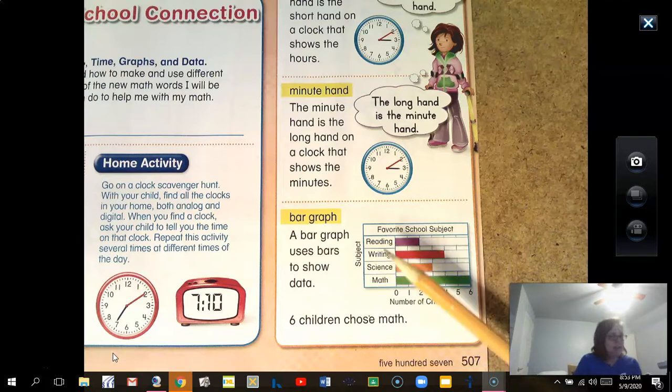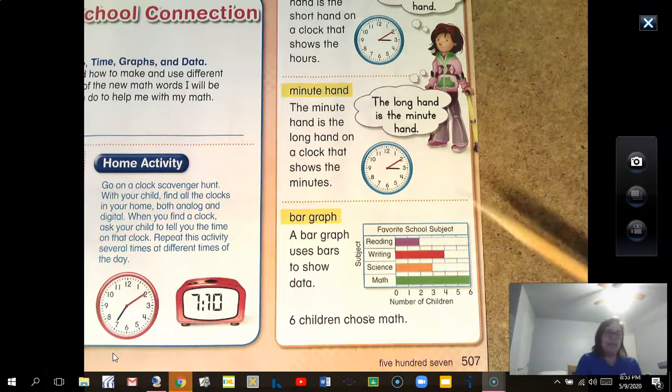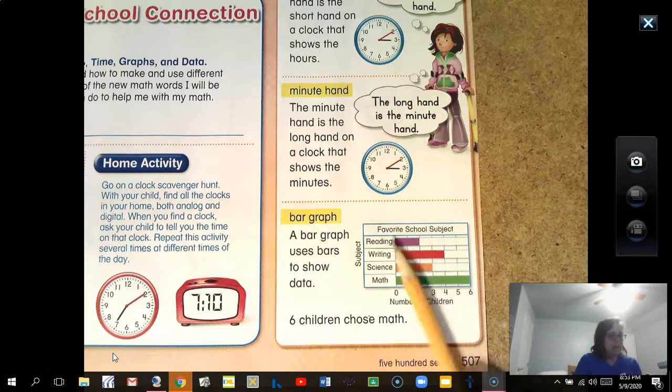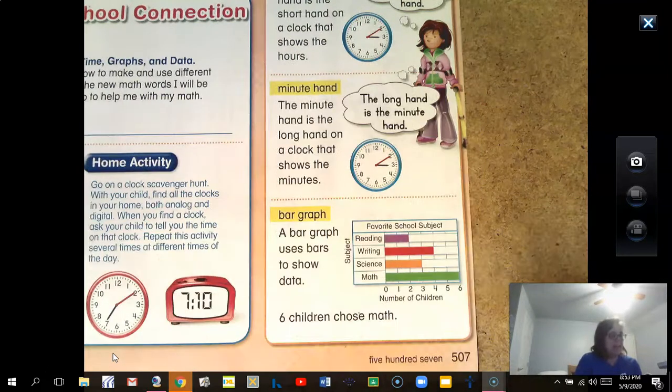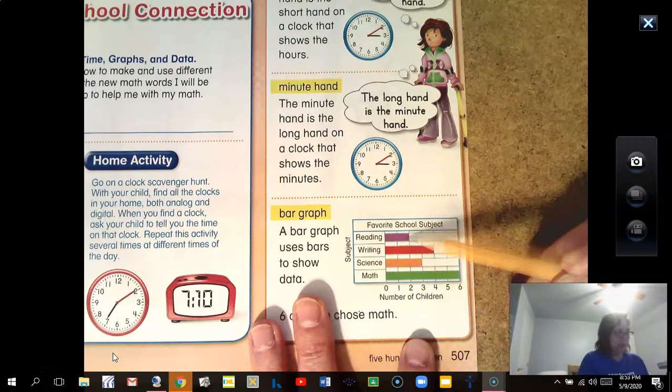This one says favorite school subject. Along the left it says subject, and there's reading, writing, science, and math. And along the bottom it's number of children. So what this graph is about is favorite school subjects of children. What's their favorite subject? When we look at it, reading is purple.